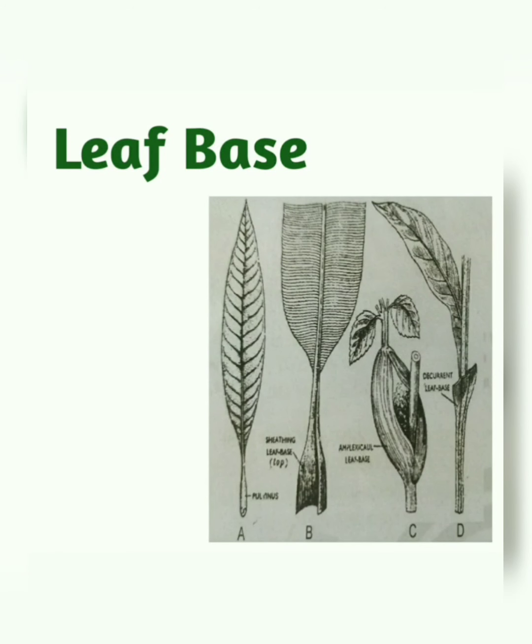See, in this picture you can notice the leaf base. Here in this picture, A, B, C and D. Here there is a sheathing leaf base. In B you can notice amplexicaul, which is surrounding the stem completely. Then we have a decurrent leaf base. So these pictures will help us understand the leaf base in a better way.